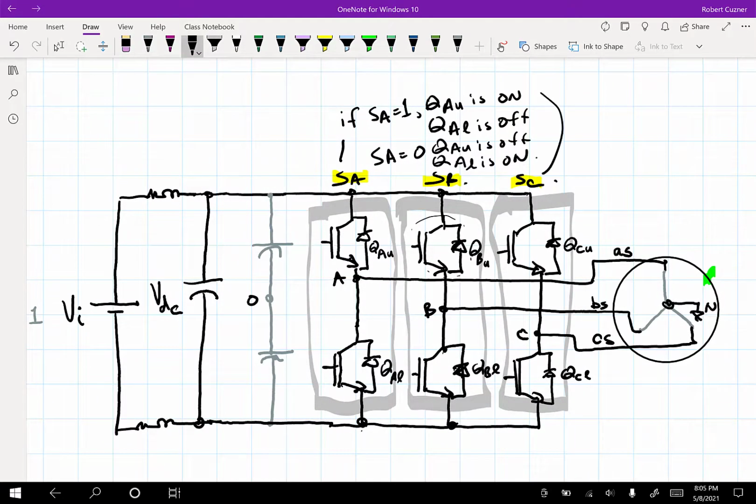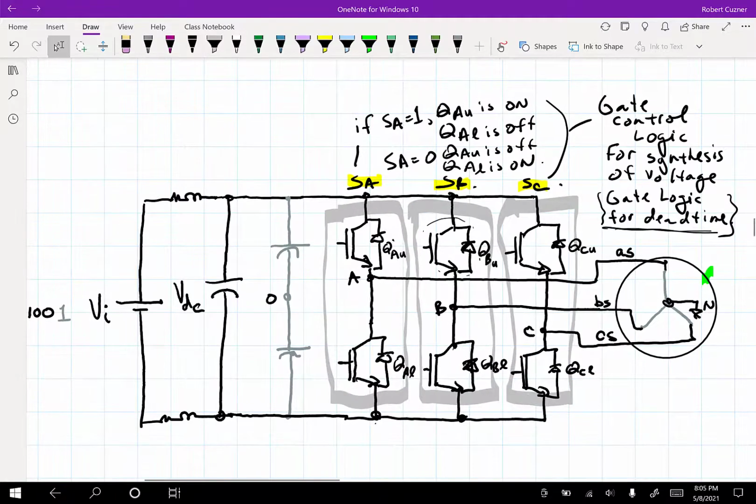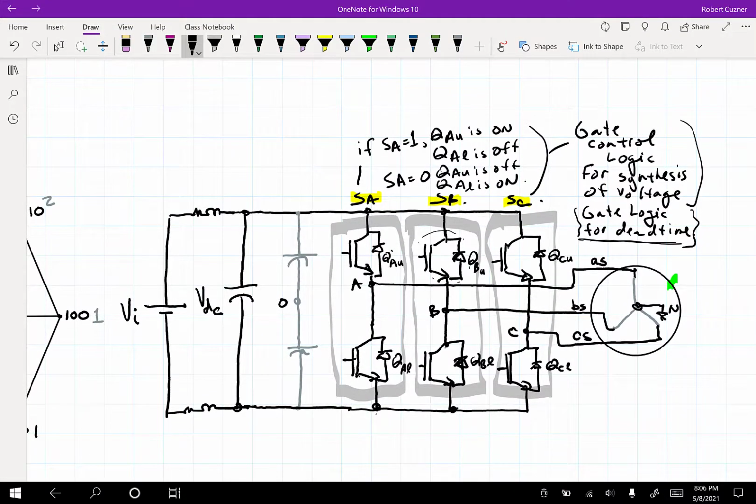I'm really, in all of this, just talking about gate control logic for the synthesis of voltage. There are other things involved in the gate logic. There's gate logic for what we call dead time. I'm ignoring that right now. So if I were going to include that, I would have to have individual states for all 6 devices. And I'm not really talking about gate. That's a power electronics problem, really. We're just really talking about the theoretical synthesis of these voltages.